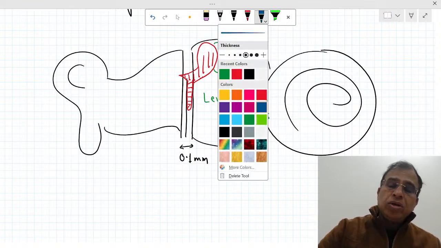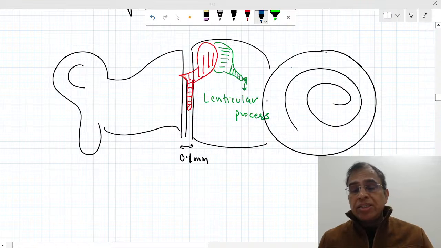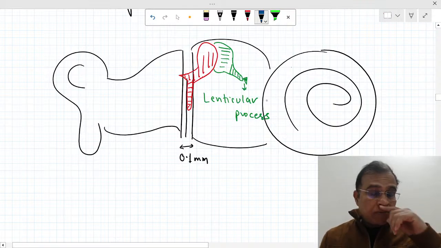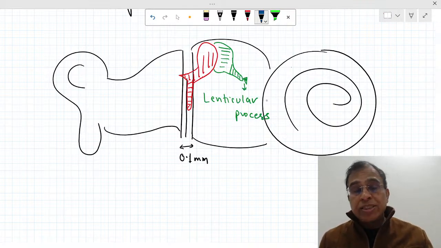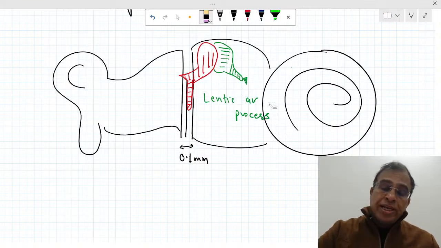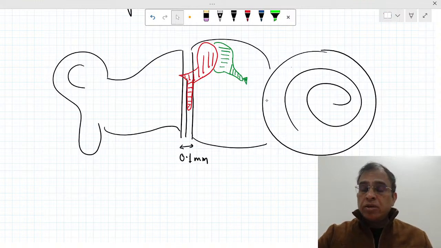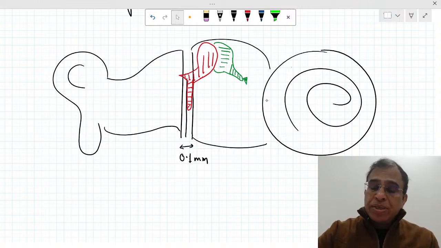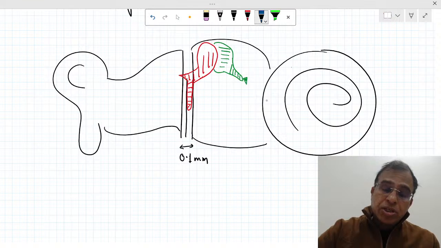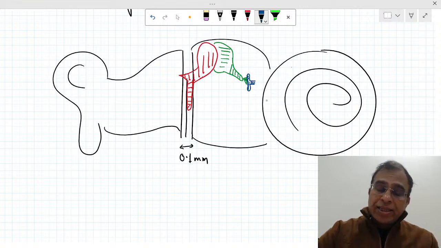Now why is lenticular process important? Because it is the lenticular process that forms the joint with the third ossicle, which is stapes. So lenticular process of the incus is going to form the joint with the third ossicle, which is stapes. Which part of the stapes? The head of the stapes. So there is a head of the stapes like this. Then there is a neck of the stapes. There is head, which is forming the joint. There is a neck, and then there is a crura.